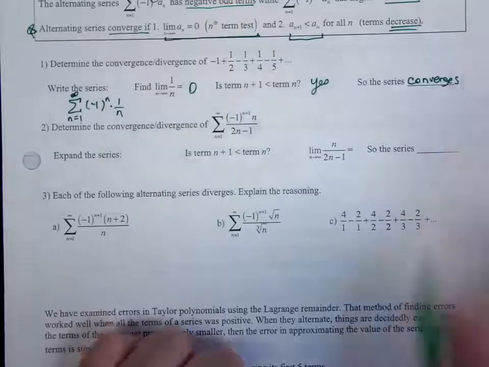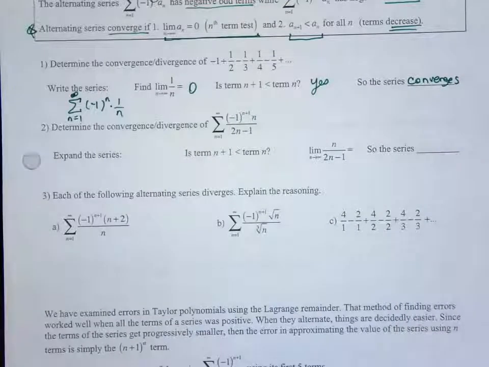In order to converge, both of those have to hold: the limit has to equal 0, and it has to be a yes on the decreasing. Question? So we're just looking at the absolute value? Yes, we're always looking at absolute value. We're ignoring the negative 1. Okay?